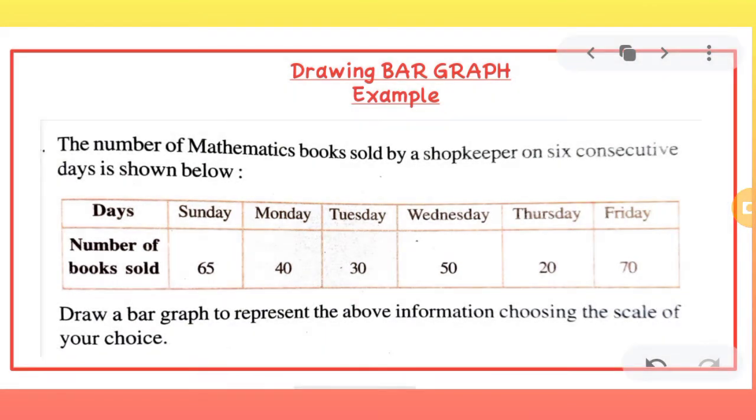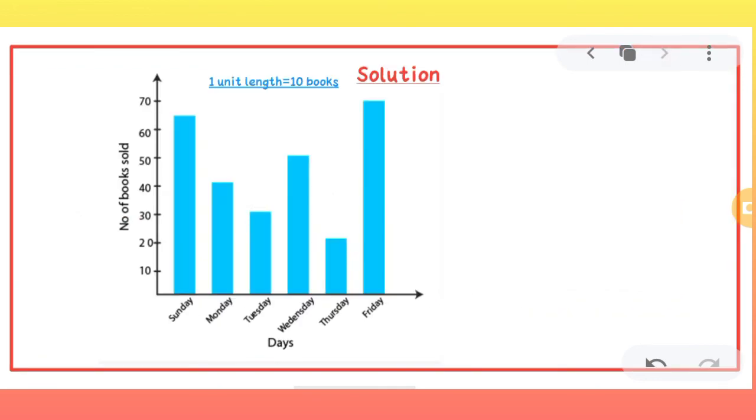Now here, as all the data is in the form of tens, like a multiple of 10, 40, 30, 50 and so on, we will take our scale as 1 unit length is equal to 10 books. Now here is the solution. As you can see, we have taken 1 unit length equal to 10 books. That means this one gap represents 10 books. This is 10, then 20, 30, 40 and so on. We need from 20 to 70, so we have started from 10 and ended at 70.